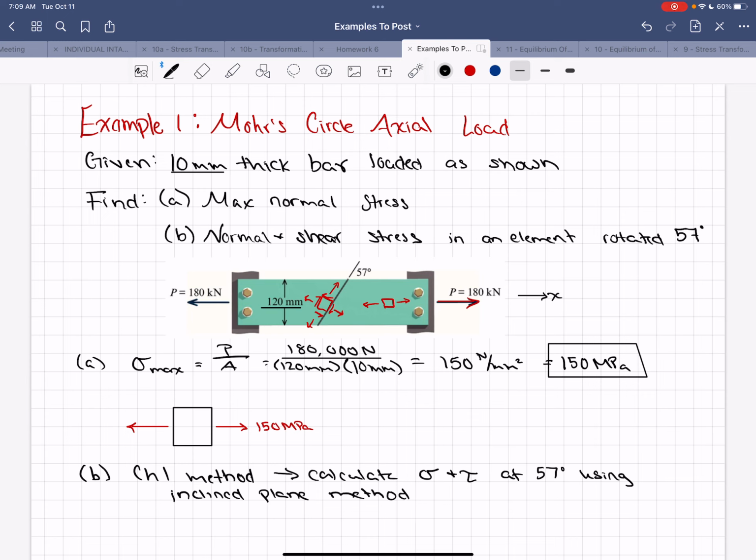And then we would have to calculate the normal and shear stresses at 33 degrees, because that is the perpendicular angle. So that would be a lot of calculating. We'd have to calculate all those areas and so on. So we're not going to do that. We are going to use Mohr's circle.